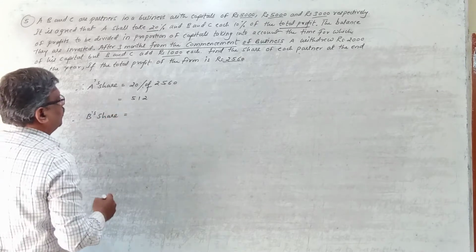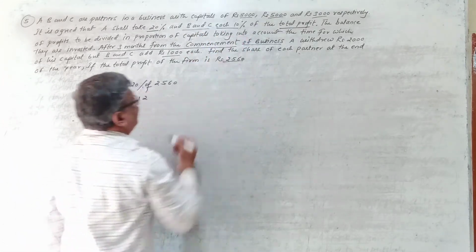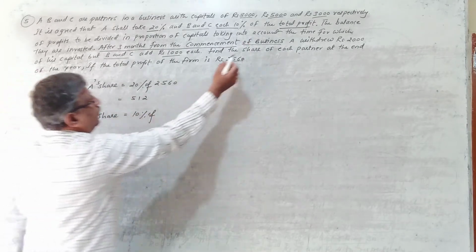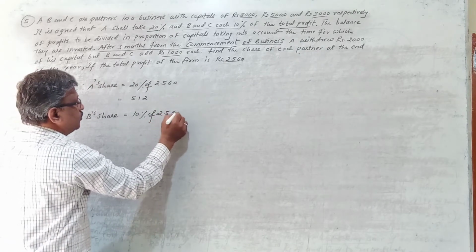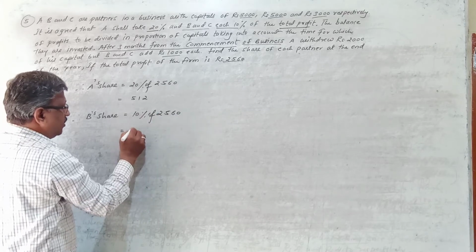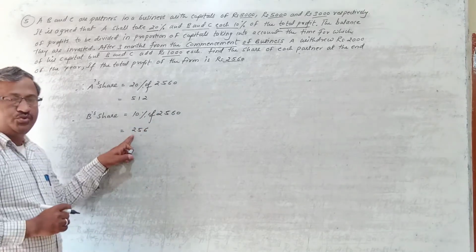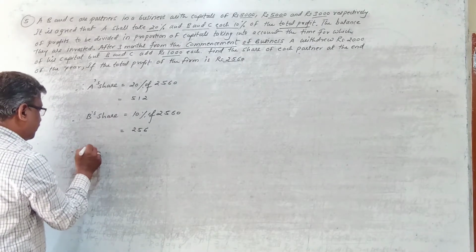So how much does B get here? B and C both get 10% each, right? So B gets 10% of the total profit only. What is the total profit here? It is 2560 rupees. So 10% on 2560 rupees comes to 256 rupees. So 256 rupees profit will go to B. Then we have to calculate C's share.